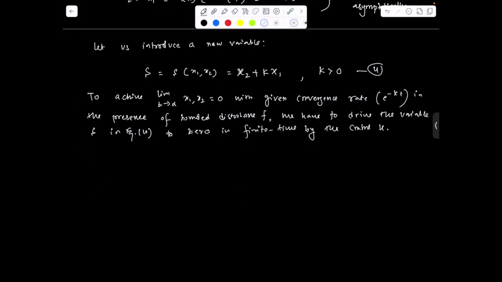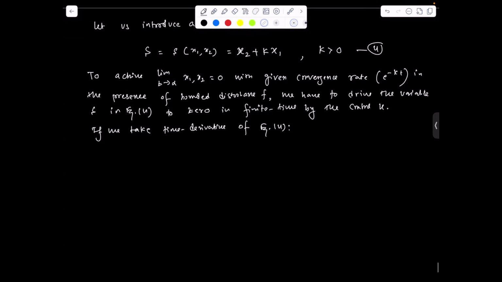So now, if you take the time derivative of equation 4, we can write s dot equal to x2 dot plus k x1 dot. In place of x2 dot, we can write f plus u, our original system, plus k x1 dot. In place of x1 dot, we can write x2. Right. This is equation 5.